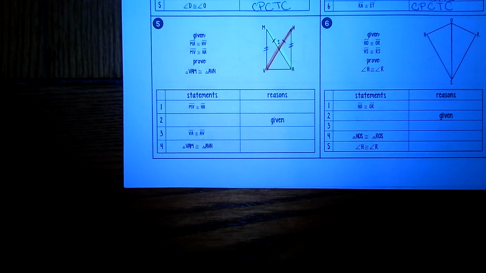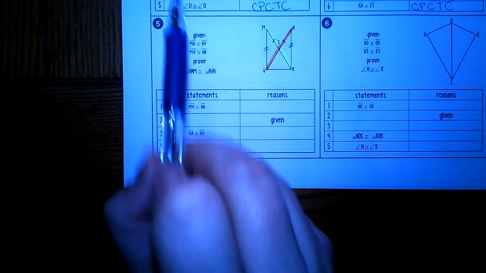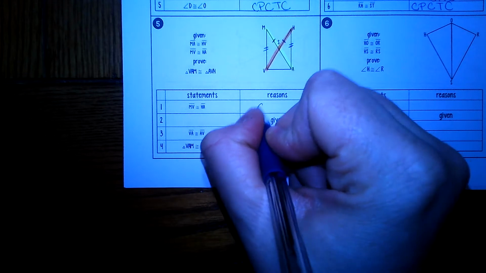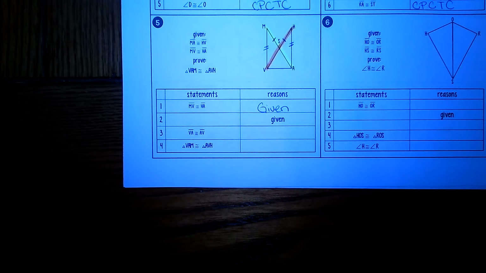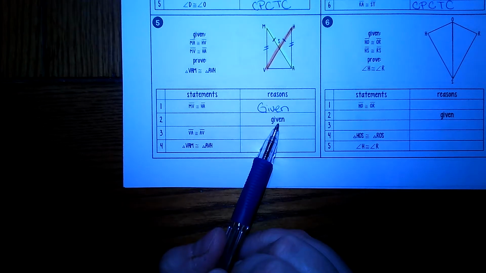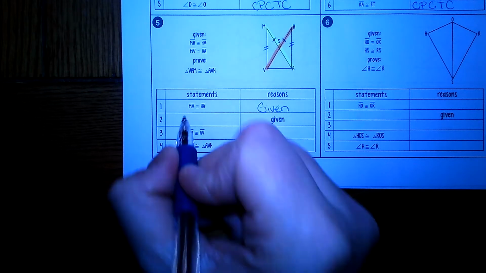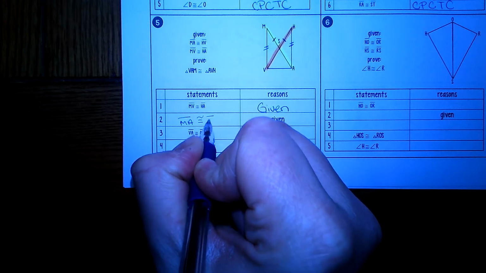All right, jump down into the proof now. Statement 1, side MV is congruent to side HA is listed in the given. Side MV is given to us as congruent to HA. We're asked for the second given piece of information, so it would have to be side MA is congruent to side HV.